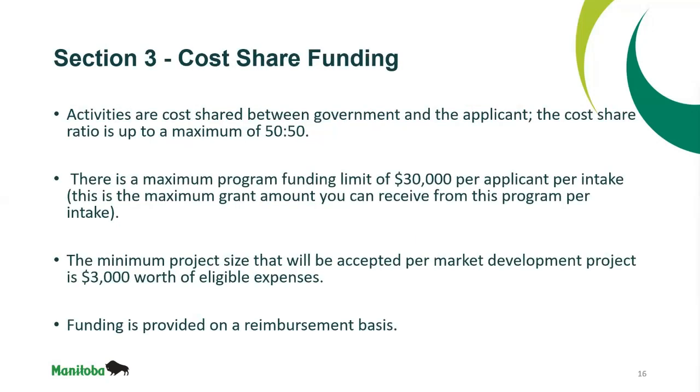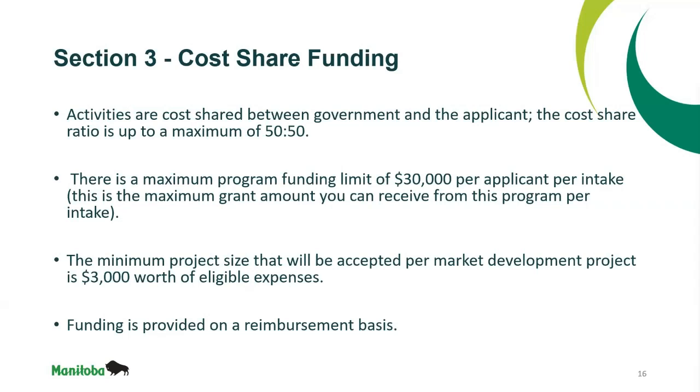In terms of cost share funding, activities are cost shared between government and the applicant. The cost share ratio is up to a maximum of 50-50. We say up to because if you were to submit a project that was $100,000 and the maximum program funding limit is $30,000, then you would not receive 50% of your total project value. It would be up to 50% to a funding limit of $30,000 per applicant per intake.